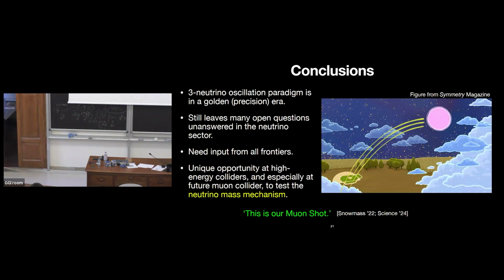Okay, since I'm out of time, let me just go to my conclusion. The 3-neutrino oscillation is a well-established paradigm, and it's now in a precision era where there are experiments probing it to unprecedented accuracy. However, that still leaves many questions unanswered in the neutrino sector, and we do need input from the energy frontier. In particular, with high energy colliders, and especially a Muon collider, we can probe some new parameter space, and in principle test the neutrino mass mechanism.